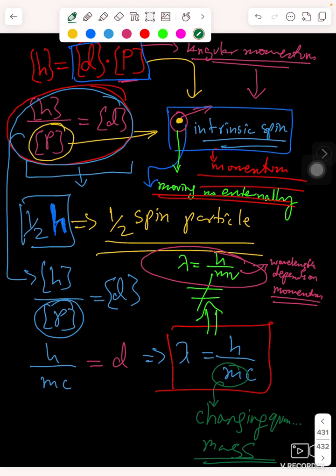Okay. Now that's the wavelength. So we can say that. How will I explain this? I'll not explain it fully. I'll just give an overview of this equation.